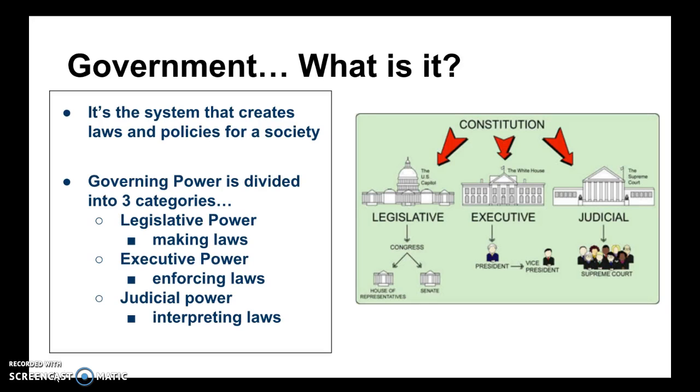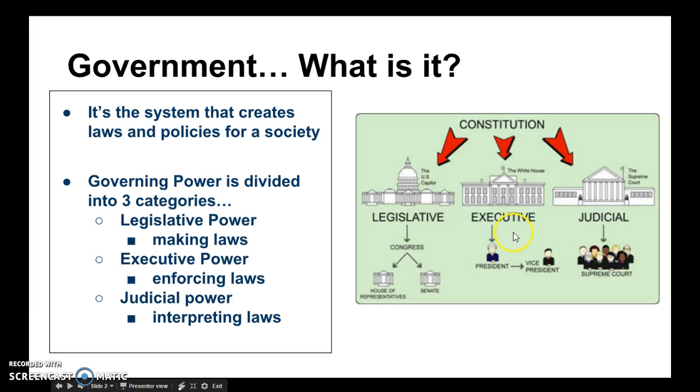All right, government. What is it? Government is the system that a society uses to create its laws and its policies, the rules that people have to follow. Government power is divided down into three types. You've got legislative power, executive power, and judicial power. Check out this chart here.